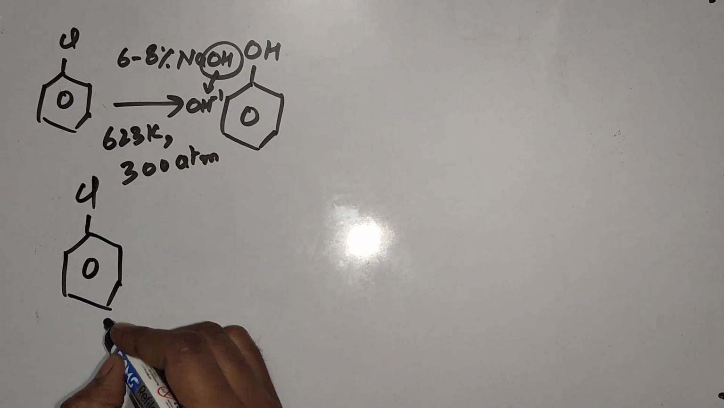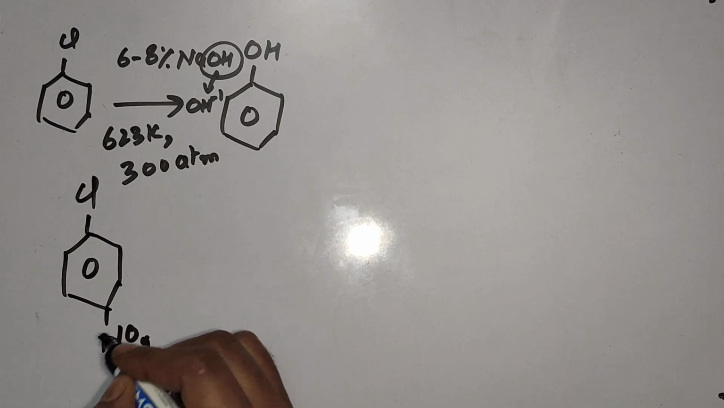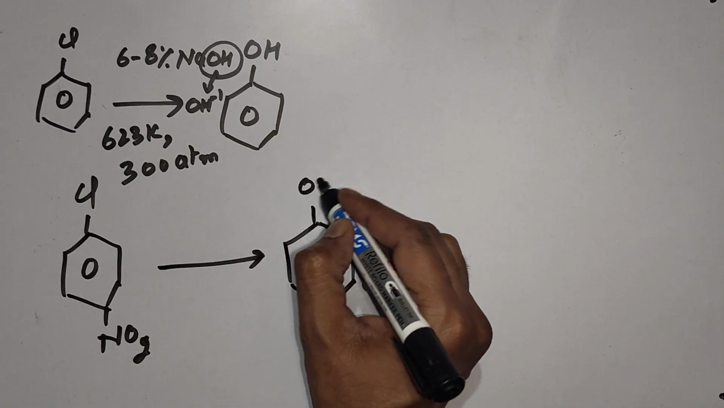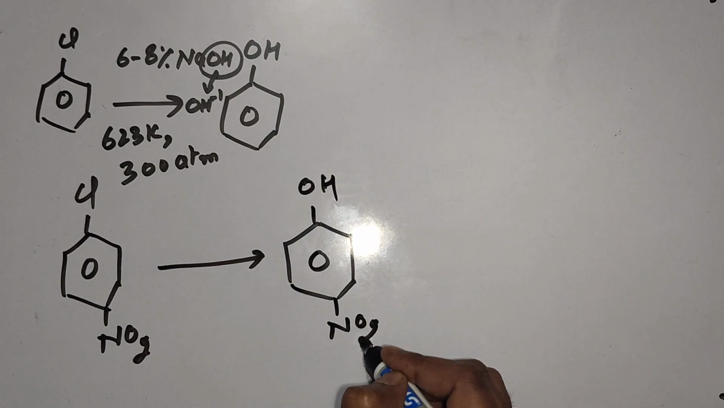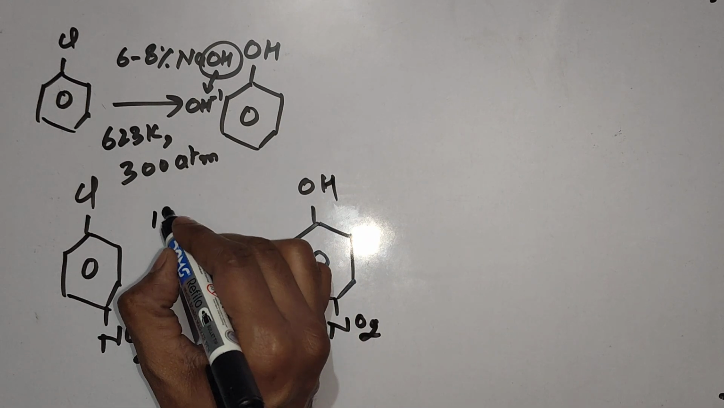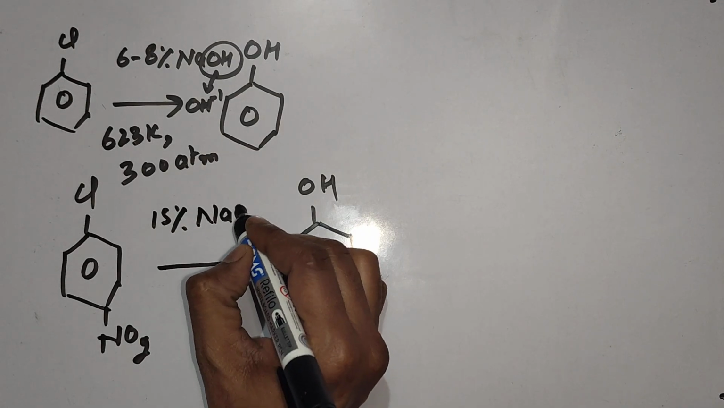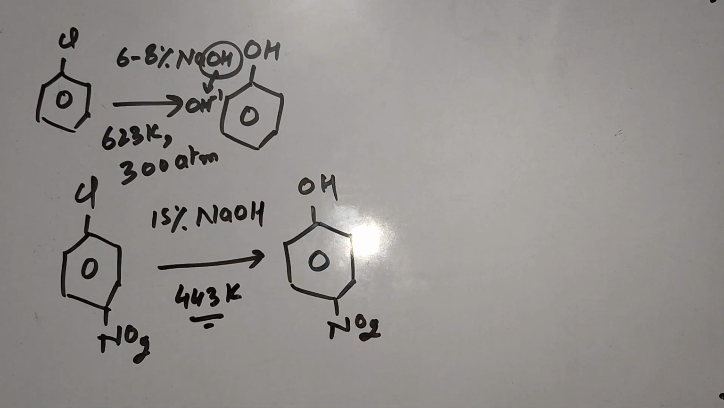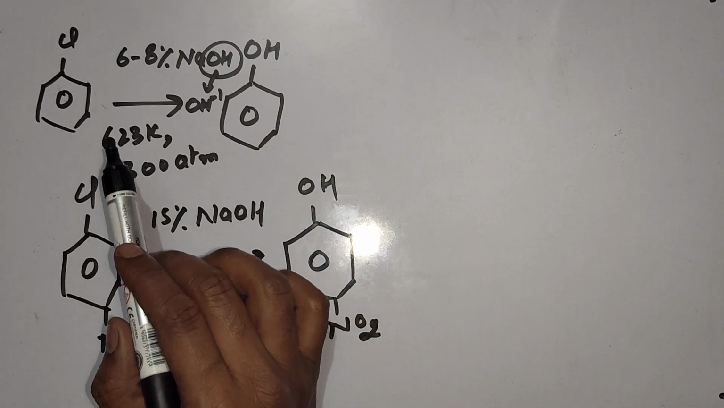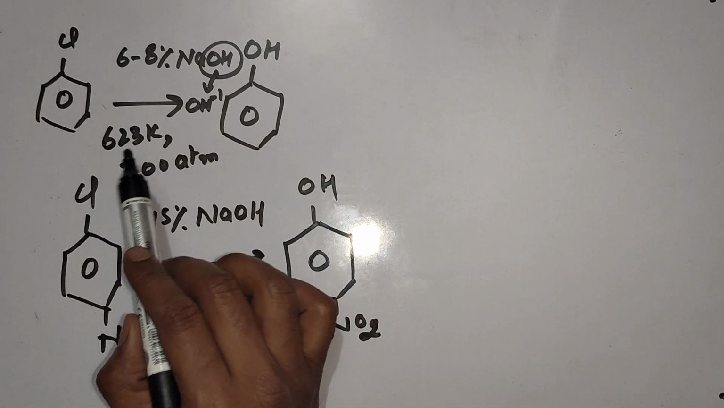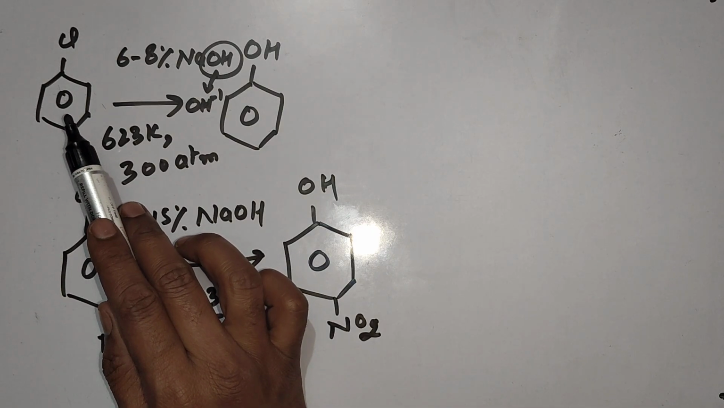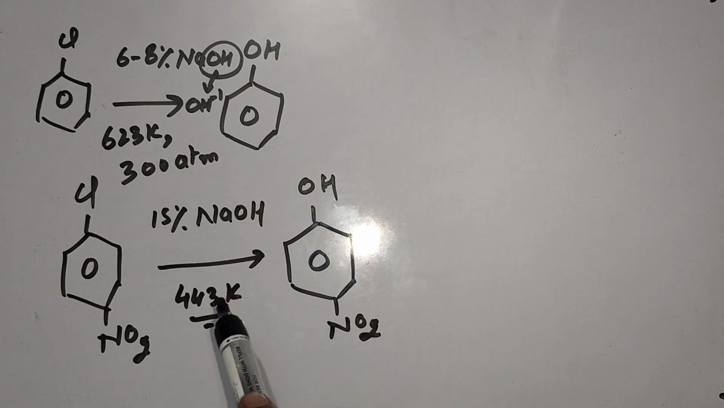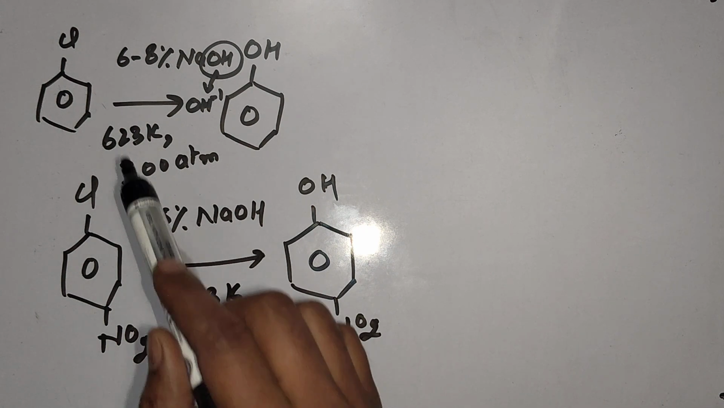check this. If NO2 group is present on para position and we want to substitute it with OH group, now check the conditions. 15% NaOH and the temperature is 443 Kelvin now. Only 443 Kelvin you require. Check here how much temperature we required, 623, because it was very less reactive. That's why we need a high temperature to make it active. But here you can check less temperature we required as compared to previous.